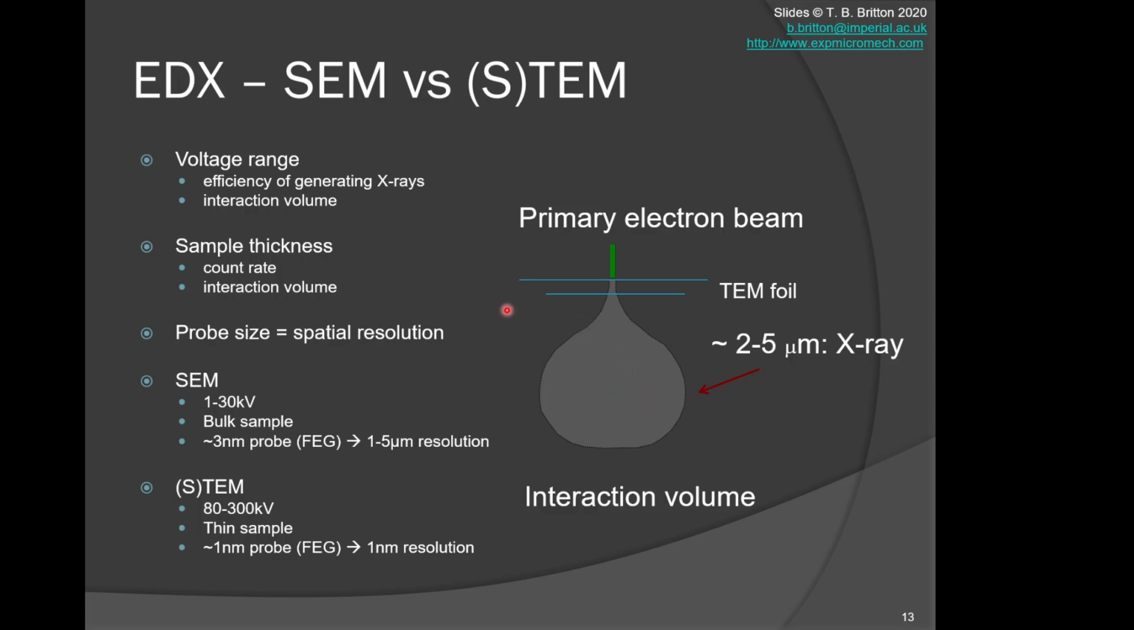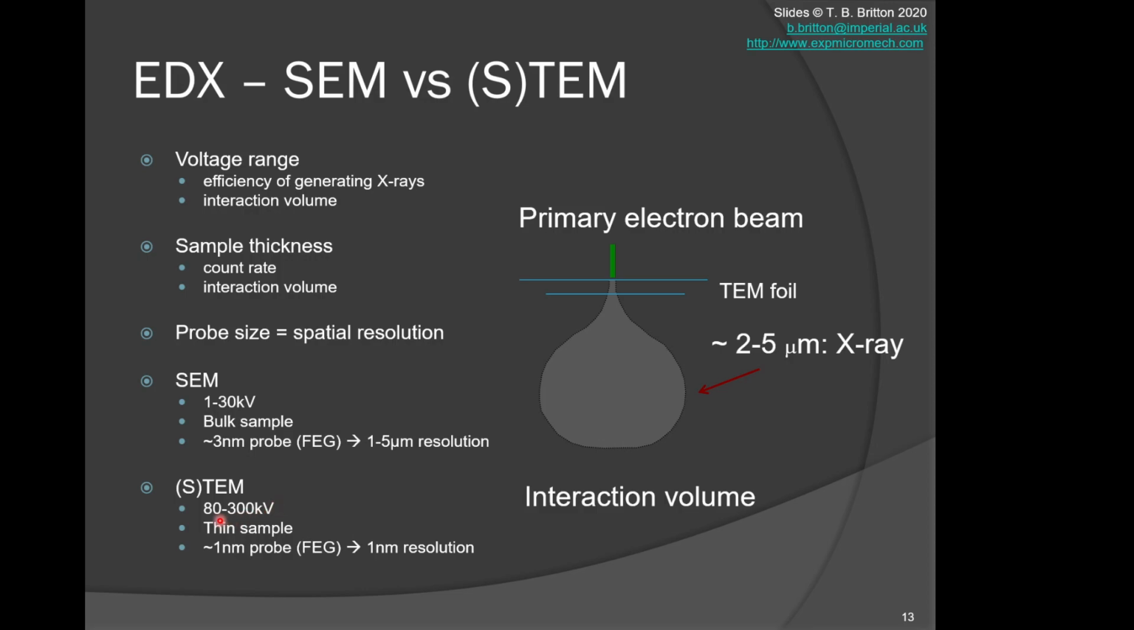We can reduce this by cutting our sample and removing the scattering around the back to go to a transmission electron foil, where the size of the interaction volume is now the thickness of the foil times the width of the incoming probe. And so the spatial resolution is strongly determined by how well we can focus the electron beam. Broadly speaking, an SEM will typically operate between 1 and 30 keV. We'll often look at bulk samples, and we'll typically be able to focus down to something like a 3 nanometer probe with a FEG, which will result in a 1 to 5 micron spatial resolution for quantitative analysis. We'll see that with some care we can improve that, a bit later in the talk.